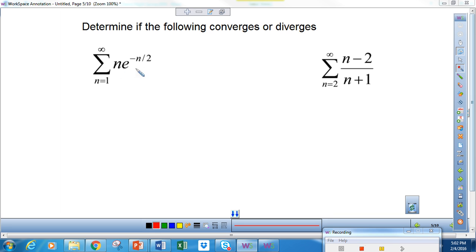Okay? So once again, I'm going to do the nth term test first. So if I take the limit as n approaches infinity, I get n over e to the n over 2. And of course, the denominator is growing faster than the numerator, so this goes to 0.